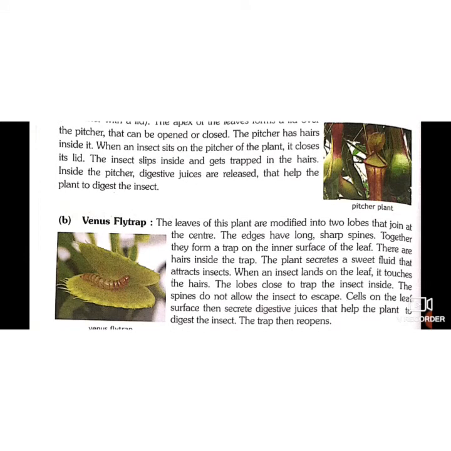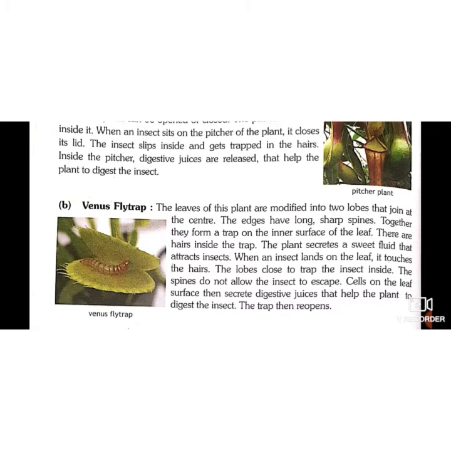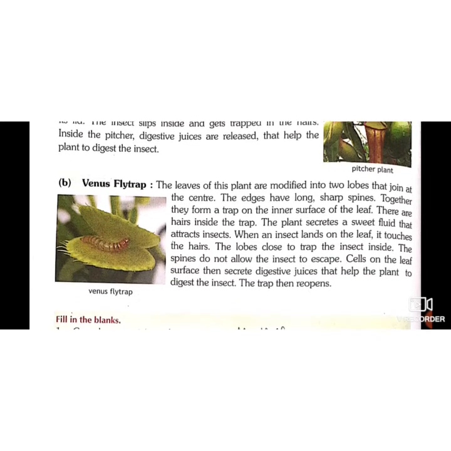The pitcher has hairs inside it, and when an insect sits on the pitcher, it closes the lid and the insect slips inside. It is trapped in the hairs, and the digestive juices released in the plant help the plant to digest the insect.